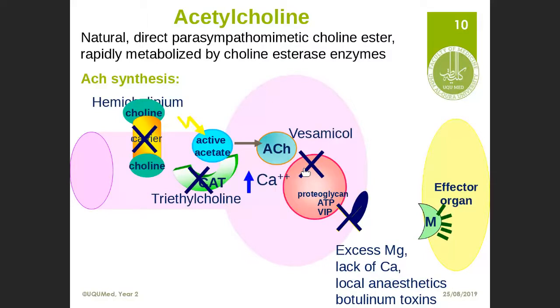Then we come towards the storage. As I told you, this storage in the form of vesicles is very important to release acetylcholine by the process of exocytosis. So there is one drug that is vesamicol. This is a trial drug or experimental drug. It means that it is not used in clinical or pharmacological practice, but is an experimental drug.